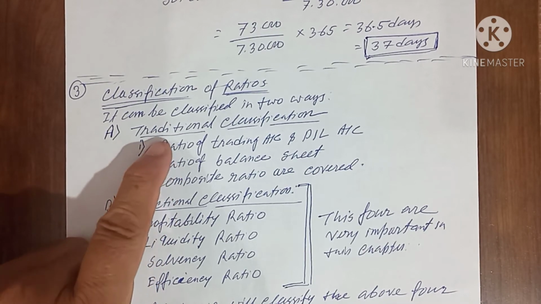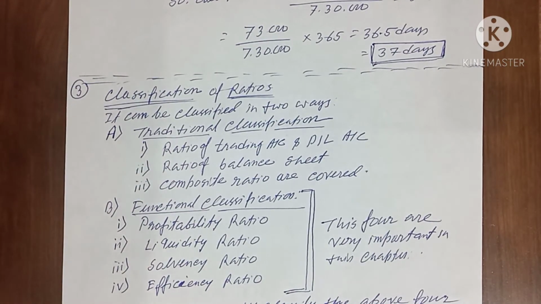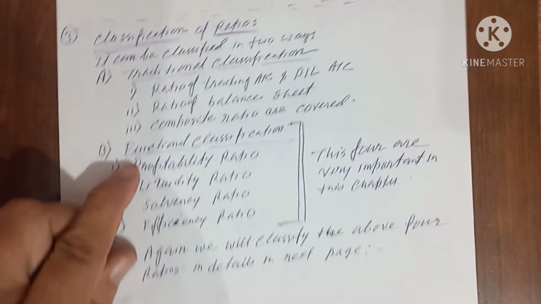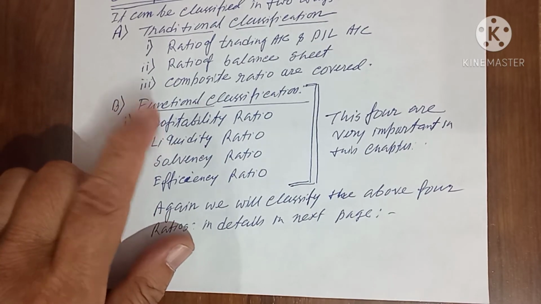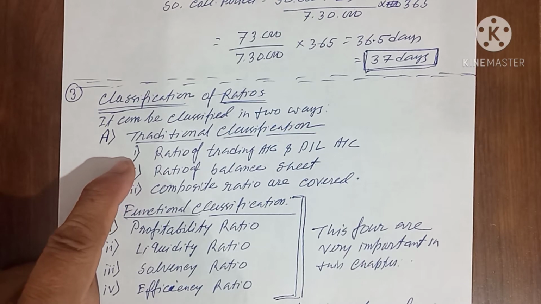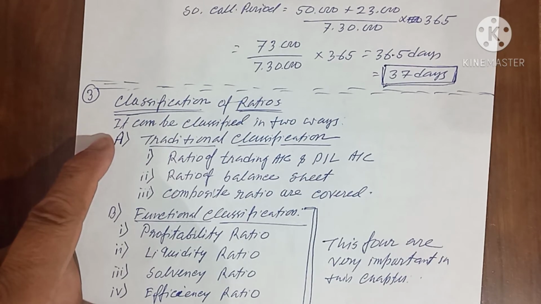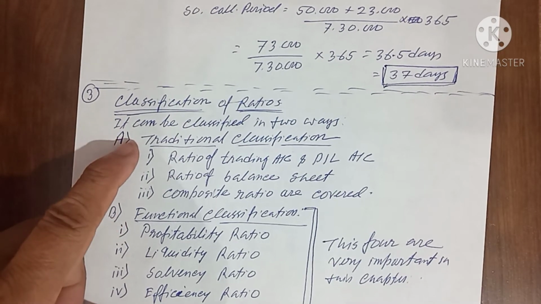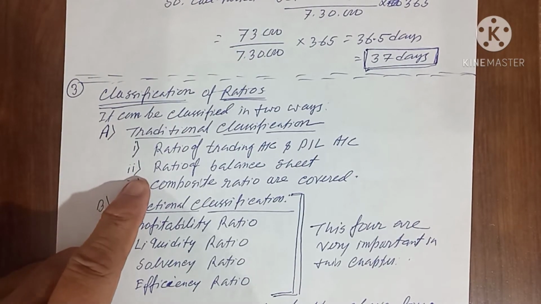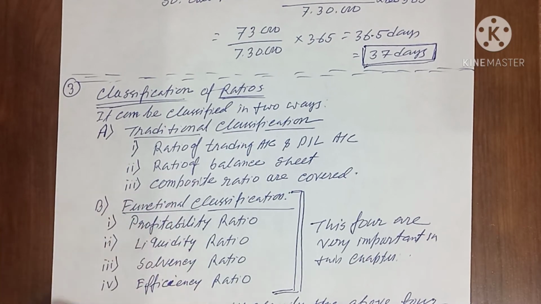So actually the traditional ratio practical sums are not given in your book, and they are not included in your course. The things which you have to learn, the practical questions, come from the functional classifications. But for the theoretical part you have to know that there are two classifications of ratio: the traditional classification and the functional classification. You also have to know these three names: ratio of trading account and profit and loss account, ratio of balance sheet, and comparative ratio.